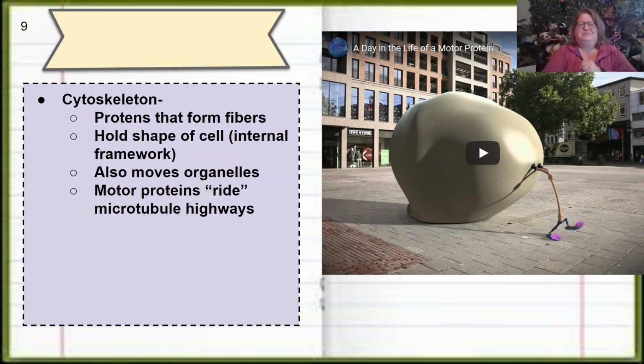Now, part of the inside of the cell is going to be this internal framework that creates the shape of the cell.